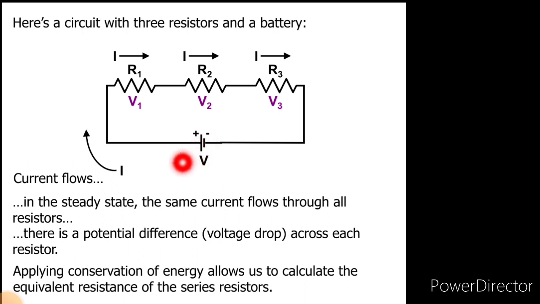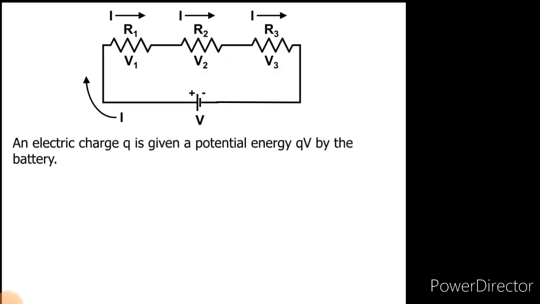Okay? And kung titignan ninyo, yung I natin na pumapasok dyan, mas maliit yung mga I's dito sa ating bawat resistors. Okay? So, anong relationship nung pumasok na current dun sa current na dumadaan sa bawat isang resistors natin? Okay? So, an electric charge Q is given a potential energy QV. Okay? Bakit QV ang pinagre-represent natin ng potential energy? Remember, V is potential energy over Q. So, potential energy over Q times Q, magka-cancel yung dalawa. So, maiiwan is potential energy.